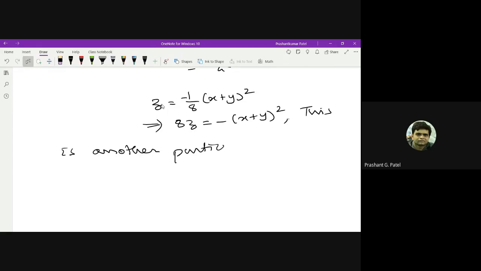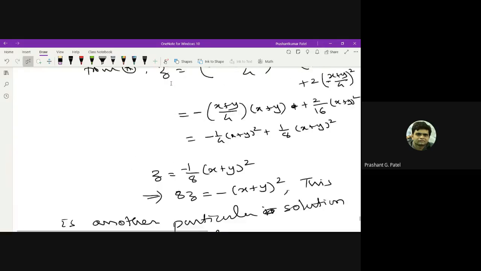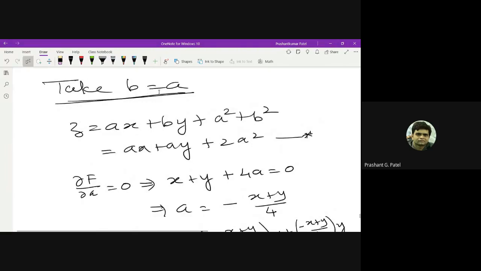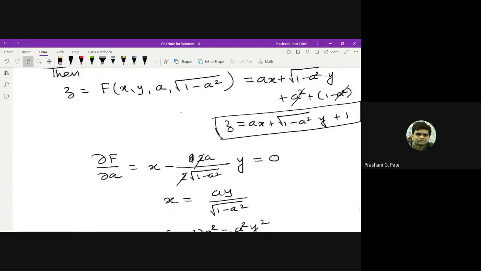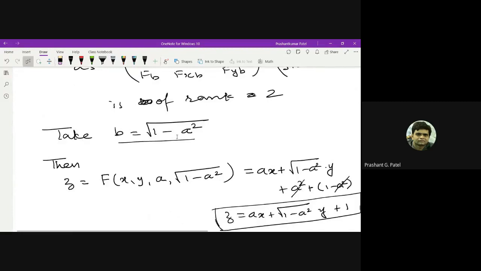is another particular integral, particular solution of the given PDE. So in the same manner, if you choose another solution, that means if you choose another value of b, here I have taken b equal to a, and earlier I had taken b equal to square root of 1 minus a square. If you choose different values, then you will have a different solution, and each solution is known as a particular integral or a particular solution. So that is the way the particular integral behaves.